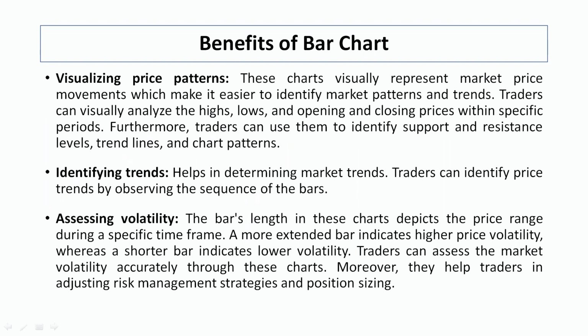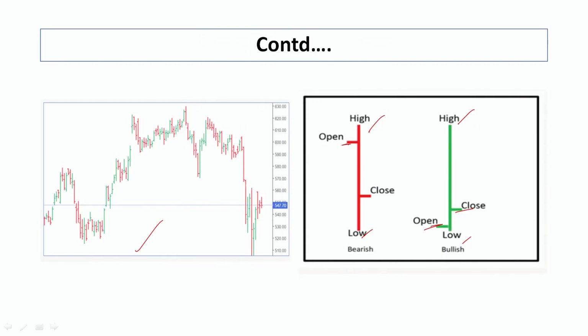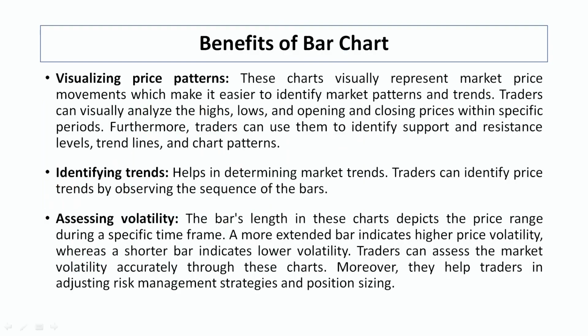It becomes very easy to understand a bar chart because we can easily identify the uptrend and downtrend on the basis of that. Traders can visually analyze the highs and lows, opening and closing prices, because in the bar chart we are putting some ticks. On the basis of ticks, we can easily identify the opening price, the closing price of the stock, and the high and the lowest price of the stock.